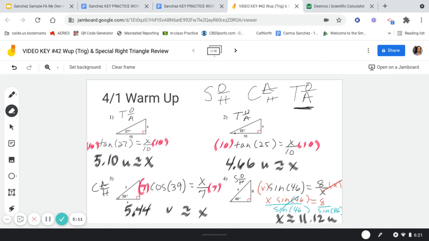So the entire lesson from earlier this week was on trig. When you did this review, were you feeling good about picking the functions? You should be feeling ready for the test. Hopefully you are. Thank you.